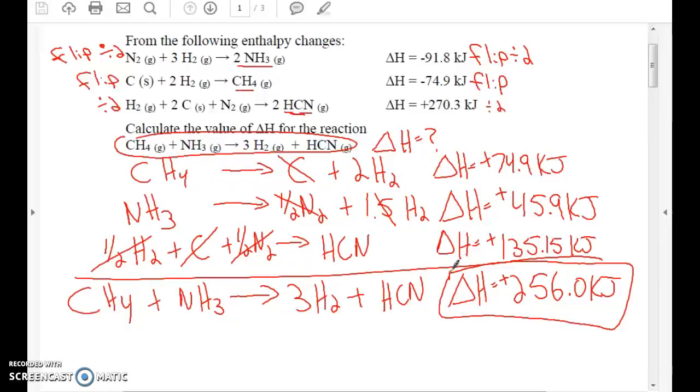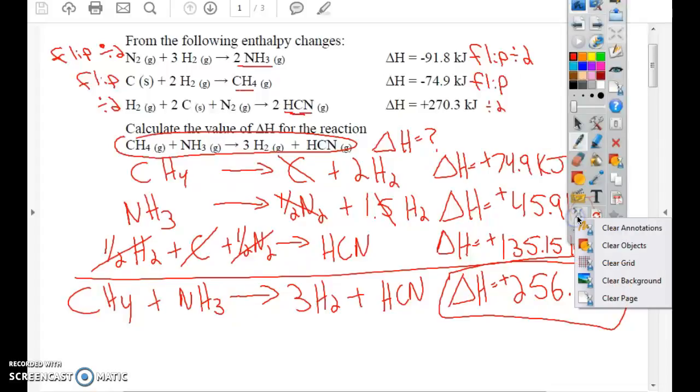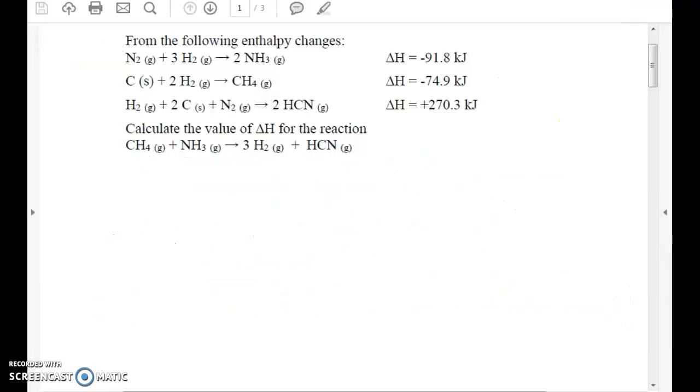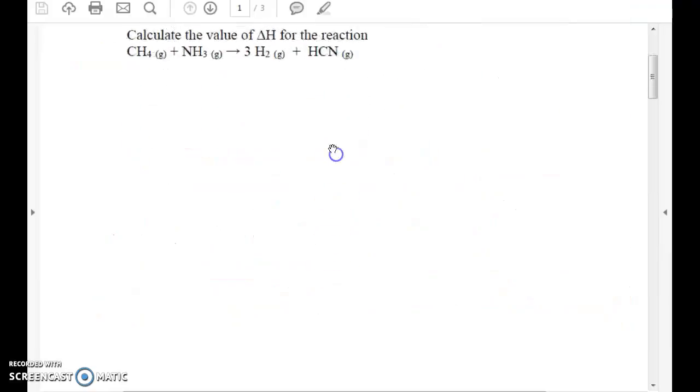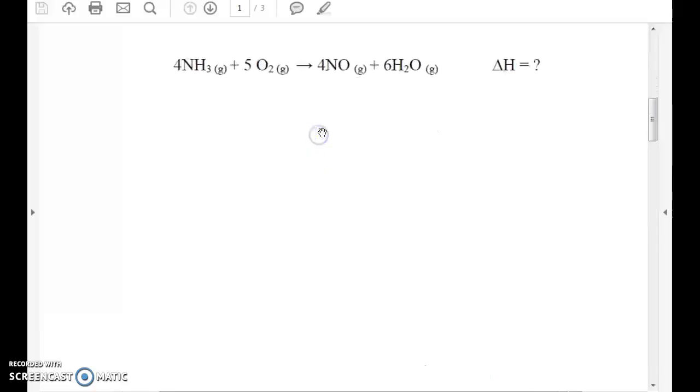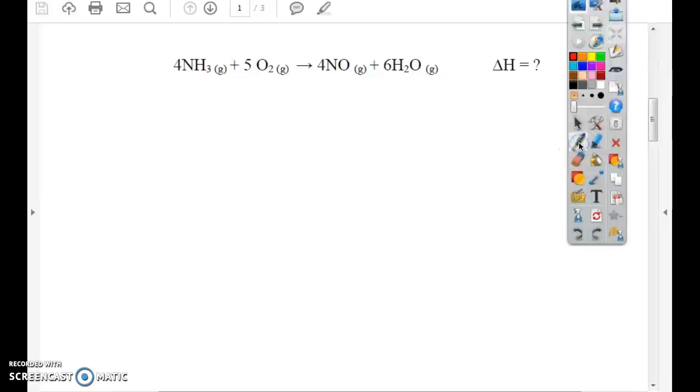Now that was the long way of doing this one, and I'm going to show you the shortcut that we could do for the other problem. So what happens here, the next problem is this one. And what you have to do is make a note of the 4 things that are in this problem: the NH3, the O2, the NO, and the H2O. Now pay attention for these.